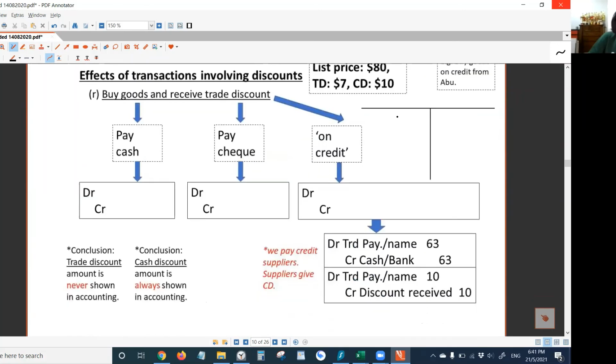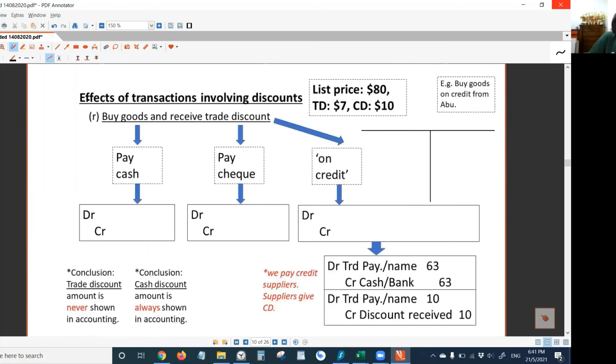Okay, next page. Buy goods and receive trade discount. Write down: buy goods from suppliers. So this time we are the customer. We bought goods from suppliers.